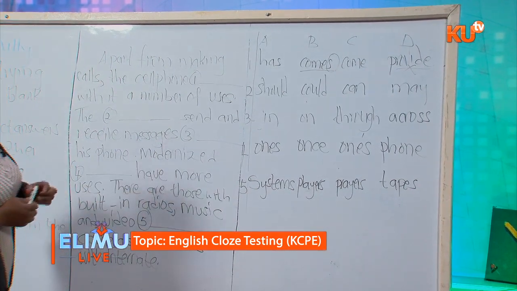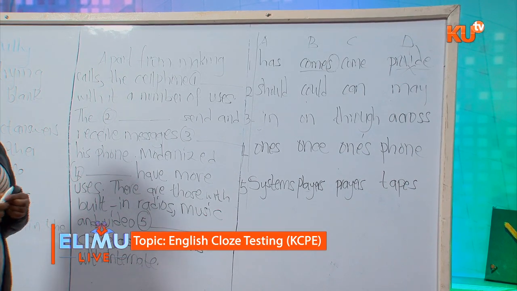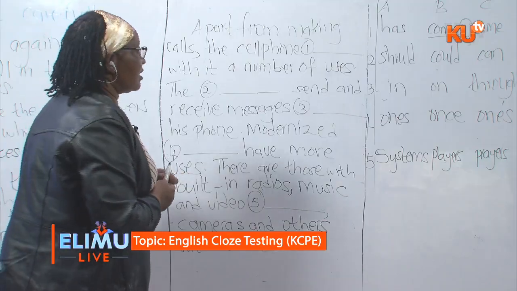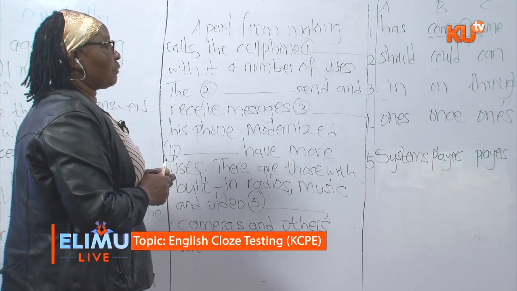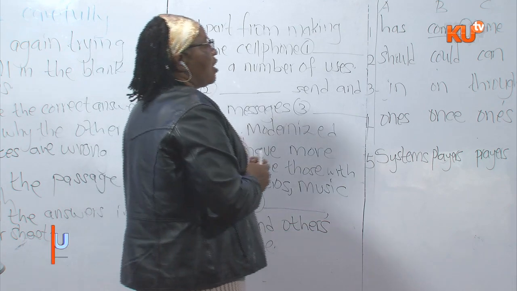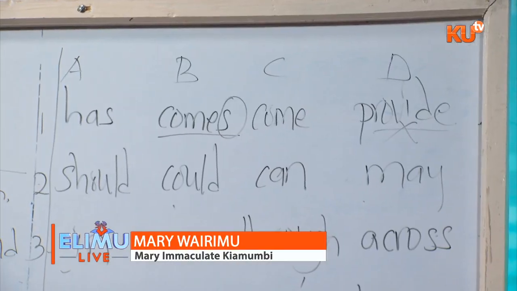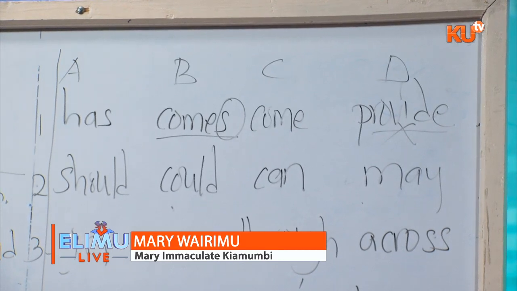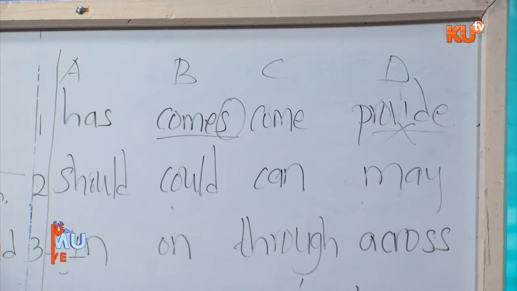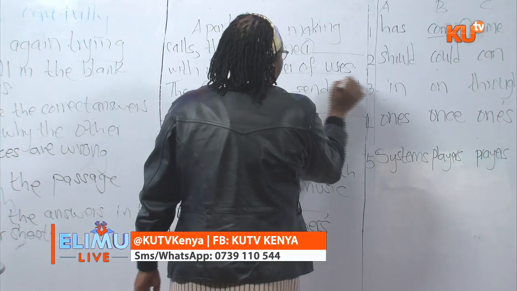Now, choice A is also wrong, although it is the choice that is most confusing. If a child, a candidate or a pupil is not careful, he is likely to choose choice A, which is wrong, just because of the number of uses.